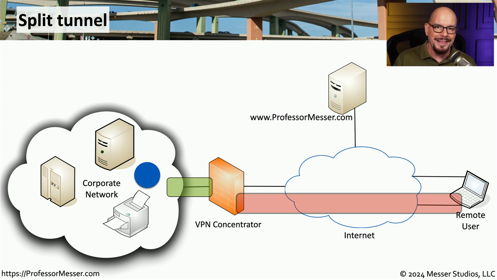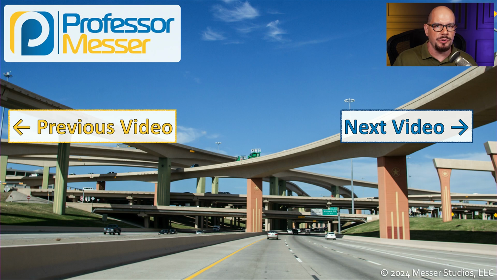But if we also at the same time would like to communicate to ProfessorMesser.com, we would then at the remote user's workstation simply send that traffic as normal. The VPN client would recognize that we're talking to a device that's not part of our corporate network and would directly send that traffic to the third-party website without traversing the VPN tunnel. And of course, the traffic back to our device would also not use that VPN connection. This means we can continue to have an encrypted and secure connection to our corporate network, but use a more efficient process of communicating to third-party websites.